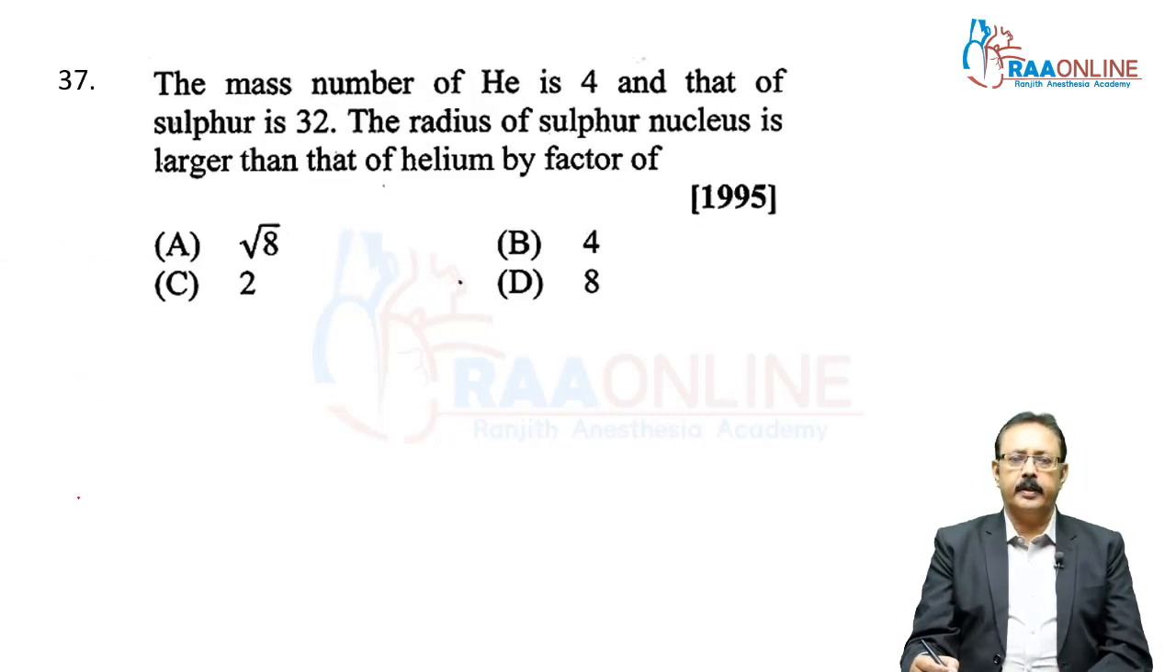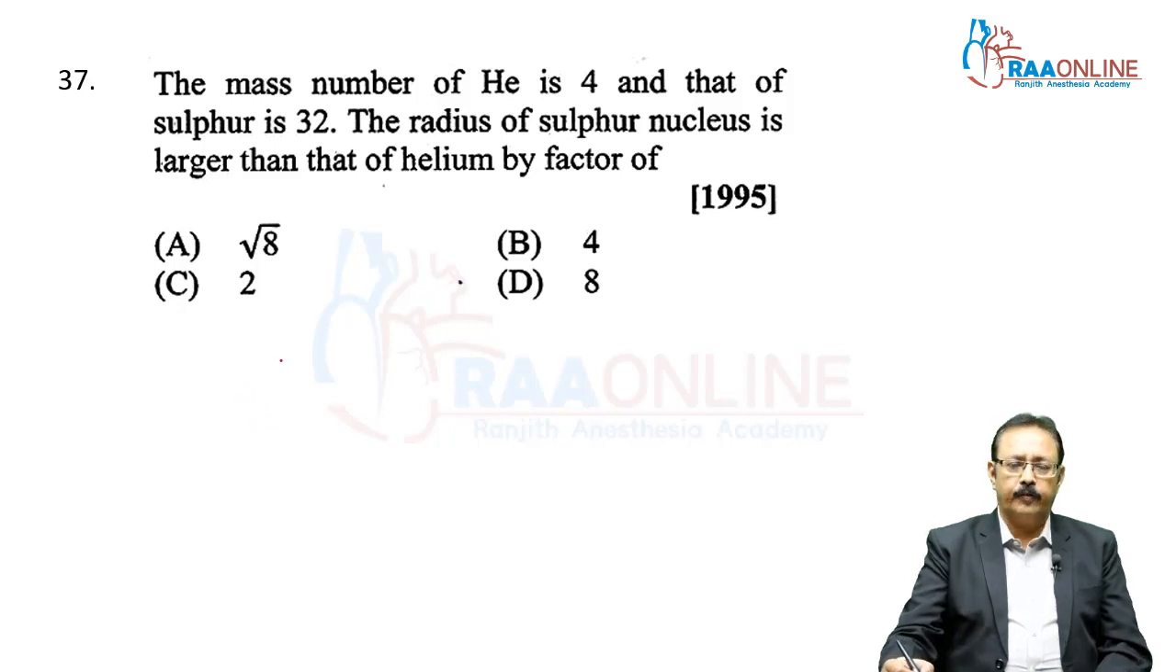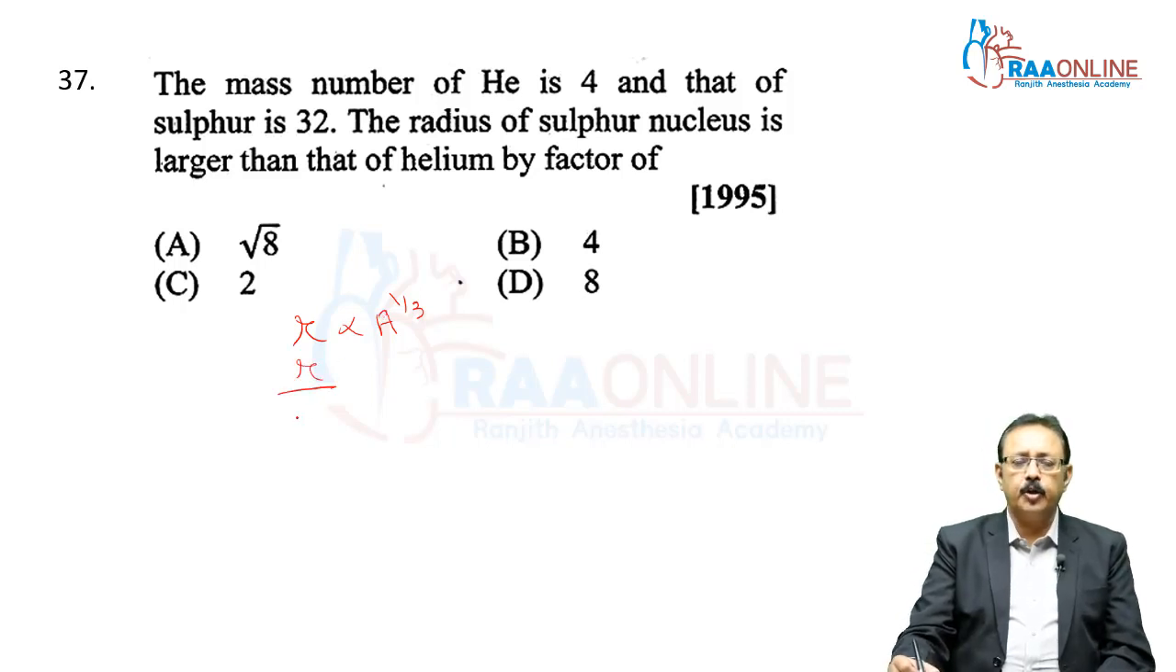1995 AIPMT. The mass number of helium is 4 and that of sulfur is 32. We know that the radius of the sulfur nucleus is larger than that of helium by a factor; radius is directly proportional to the cube root of mass number. It means radius over the cube root of mass number should be constant.